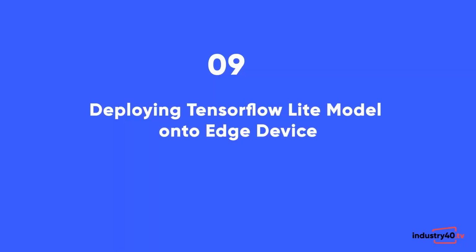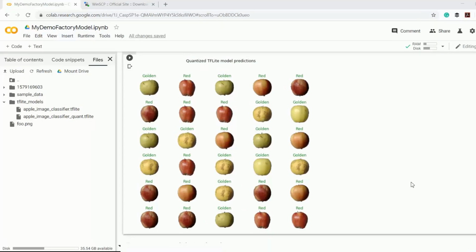In this video, I'm going to show you how to deploy your TensorFlow Lite model onto a Raspberry Pi. So first of all, you want to start by downloading the TensorFlow Lite models onto your machine. You do that by right-clicking and selecting download.